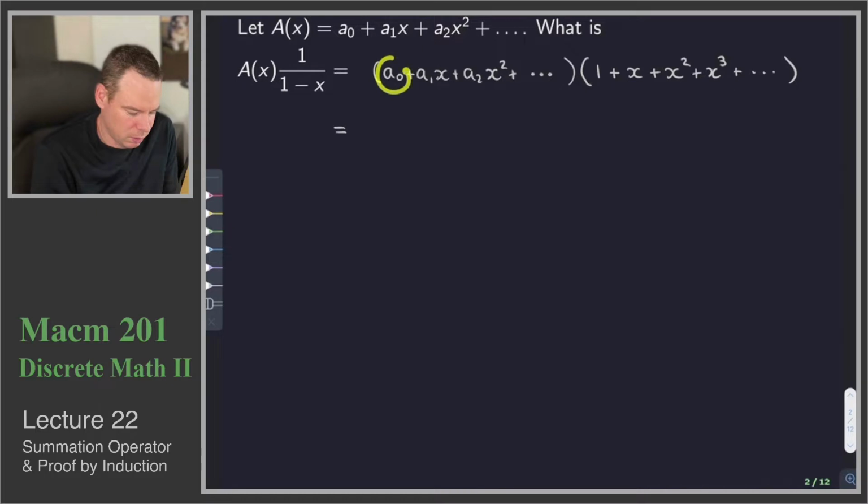The constant, that would be a0 times 1. So this is a0. What's our linear term going to be? Well, our linear term is going to come from a0 times the linear term in the second polynomial, so that's coefficient 1. So it's a0 times 1 plus a1 times 1. So it's a0 plus a1. And that's the coefficient of x.